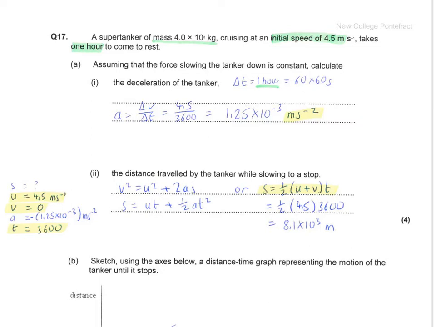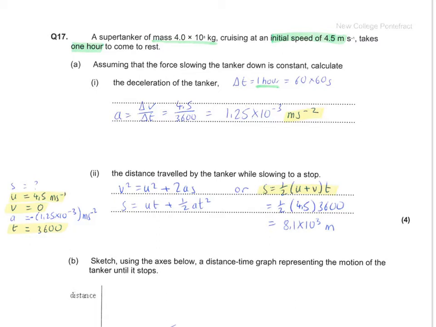So acceleration is rate of change of velocity. So we want the initial velocity take away the final, giving us 4.5 meters per second, and the time taken. Notice we've converted 1 hour into seconds so that we're in standard units. Remember here to give the units for acceleration of meters per second squared.